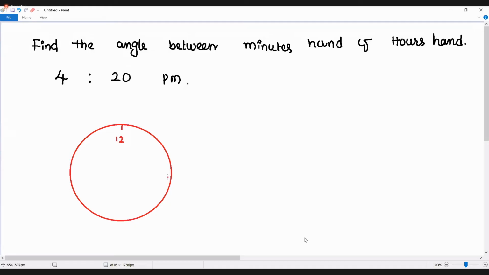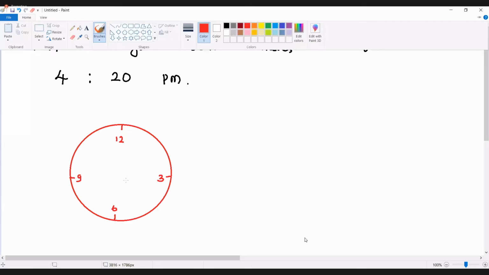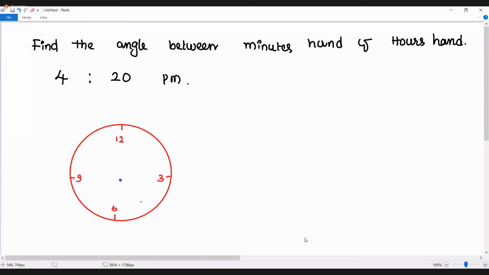Very simple. First step, draw the visual positioning of the clock. So 4 o'clock 20 minutes is the time. 4 o'clock means the hour hand will be pointing towards 4. Let me represent that. This will be the hour hand. 20 minutes means the minute hand will also be pointing towards 4, right?